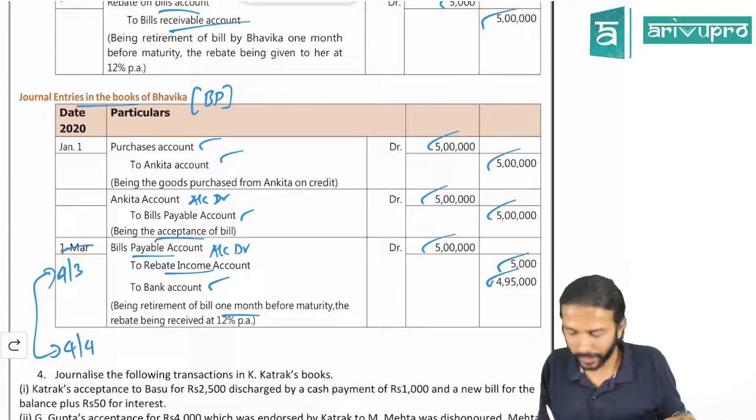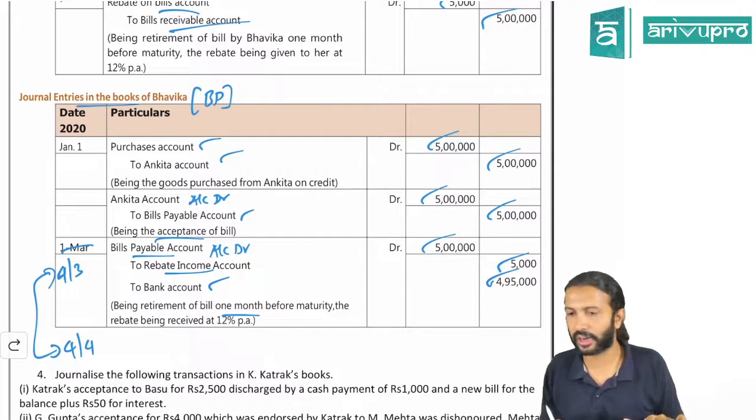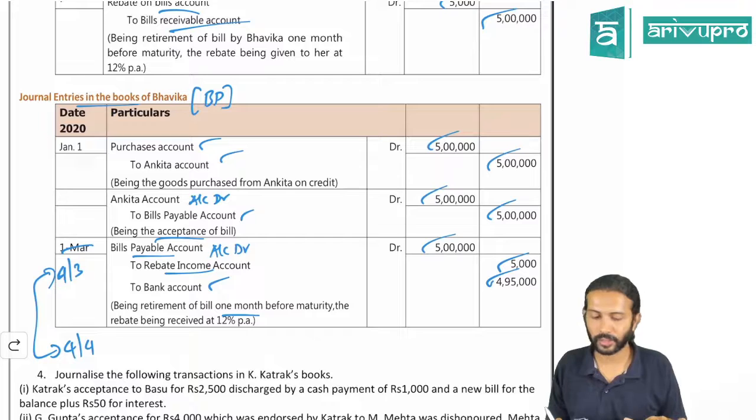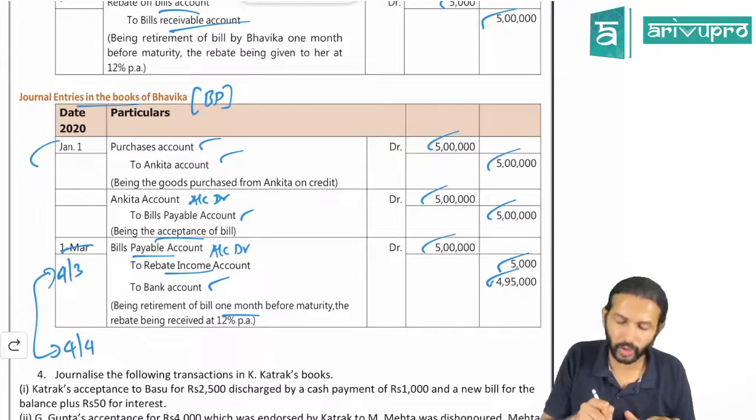Which part, man? Which part of the entry do you want? You tell me. If you guide me on which entry you're having problems with, I will explain that entry. Specifically tell me. First entry, is it clear? Huh? First entry, is it clear? Last entry. Okay, last entry.